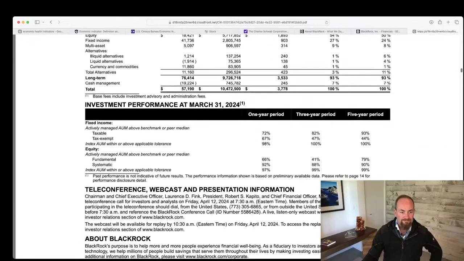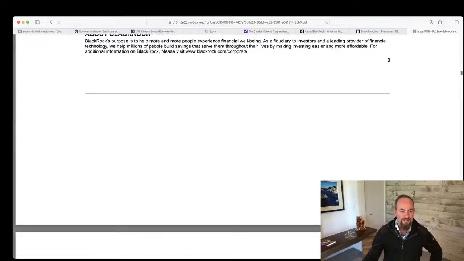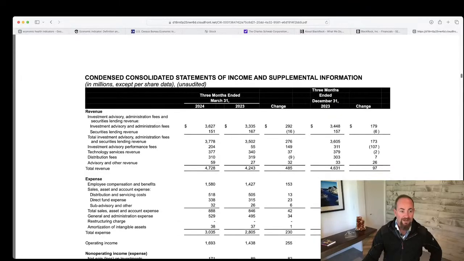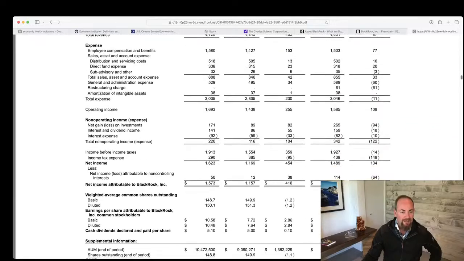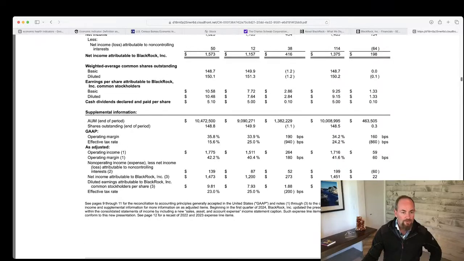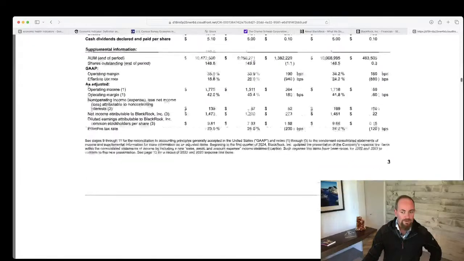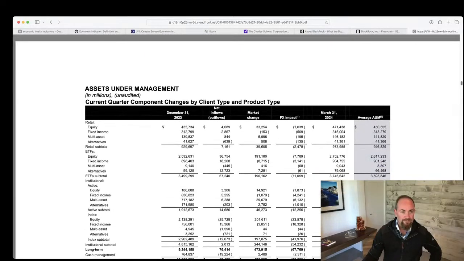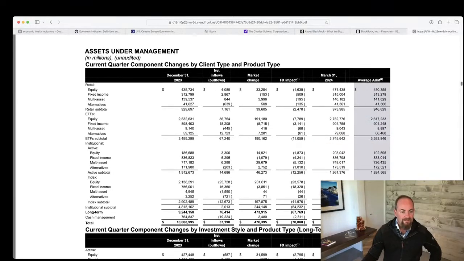But I want to show you their institutional numbers because it's a very, very different story. Okay, this is, yes, this is the retail, right? Retail subtotal is 929 million.